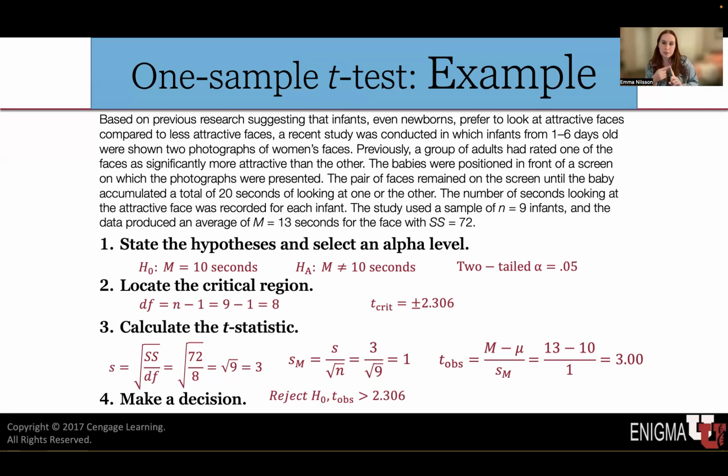The study used a sample size of 9, and the data produced a sample mean of 13 seconds for the attractive face. And your SS value, it's really nice that they give you this sum of squares value, is 72. They won't always do this, but here we will, because for the purposes of these lectures, we care much more about conceptual understanding and the basis of statistics than if you can just plug it into a formula.